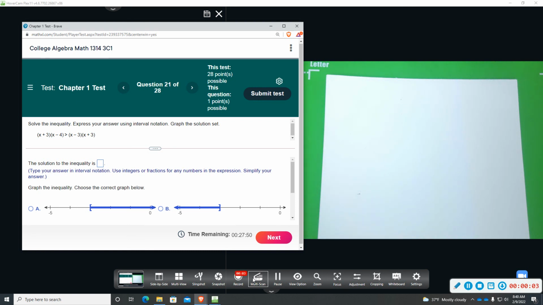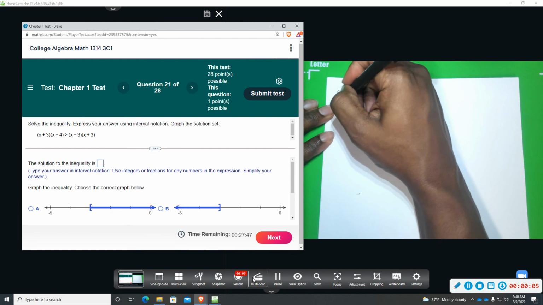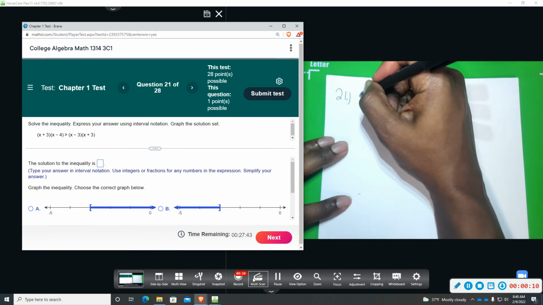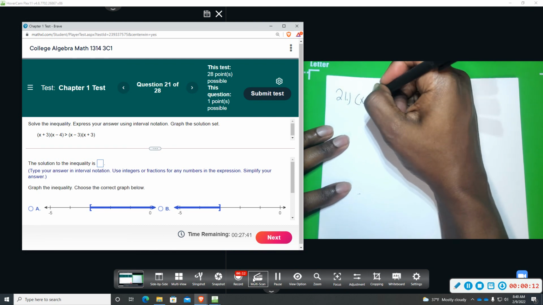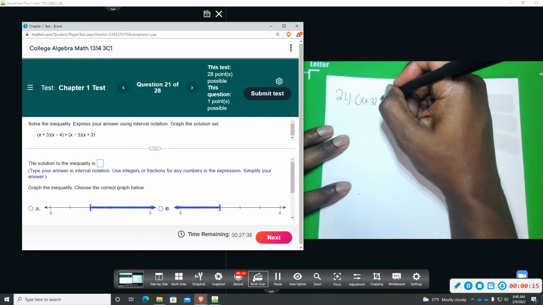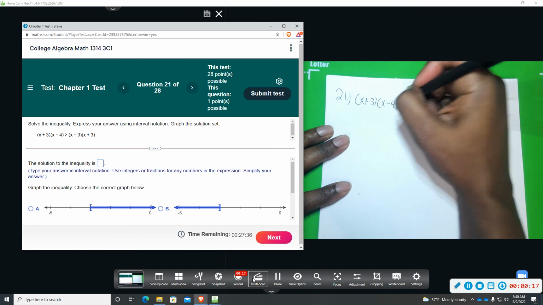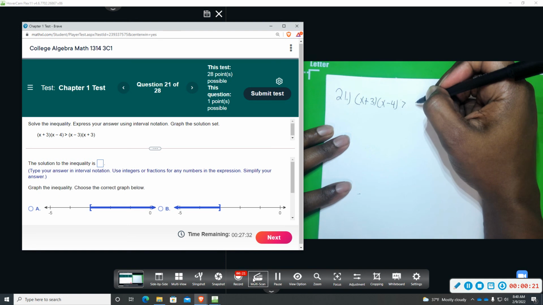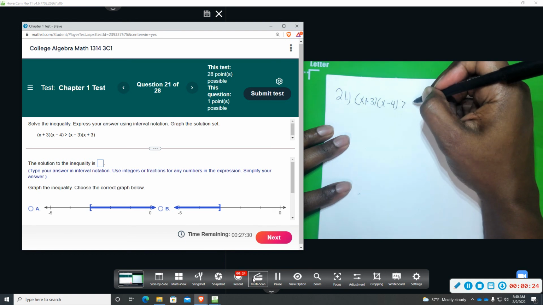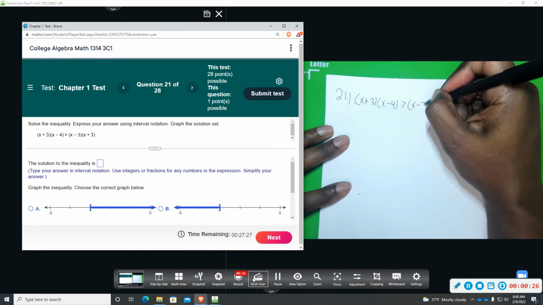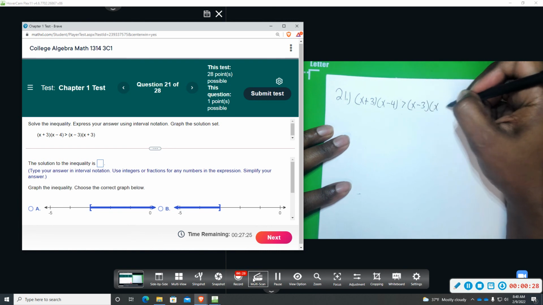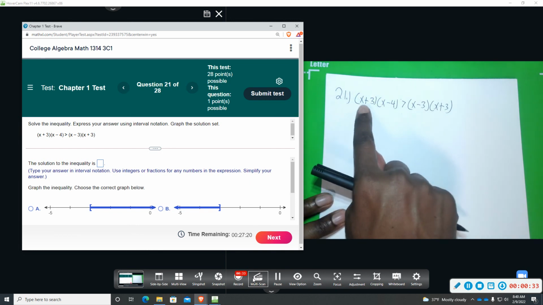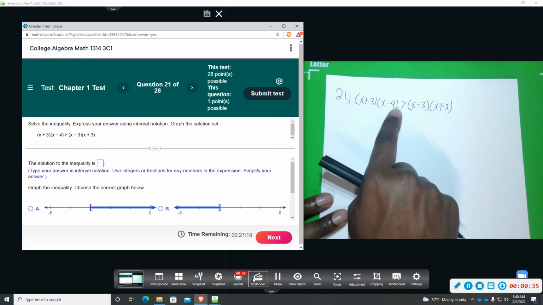Number 21, we have x plus 3 and x minus 4. We're going to be multiplying. And then we have that is greater than x minus 3 and x plus 3. We're first going to distribute.